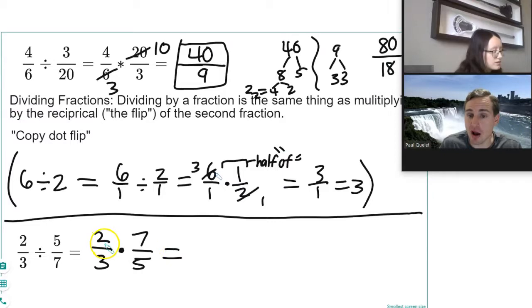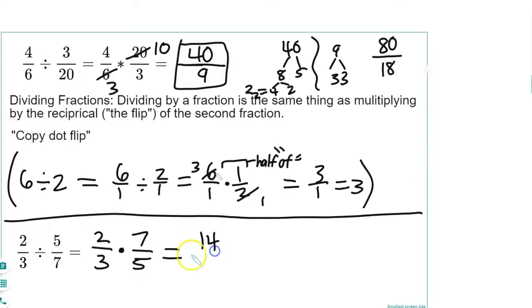No, 2 is prime, 3 is prime, 7 is prime, 5 is prime. Since they're all prime, unless there's one of the same numbers, we can't cancel anything. Do you see that? Yeah. Can't cancel anything, so we just have to move on. So we need 2 times 7, which is 14. And then 3 times 5, which is 15.